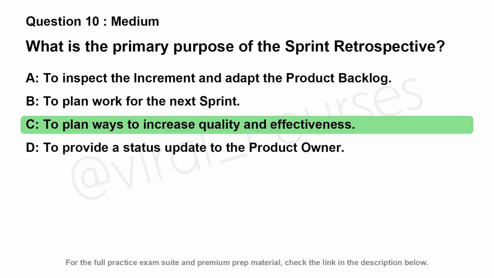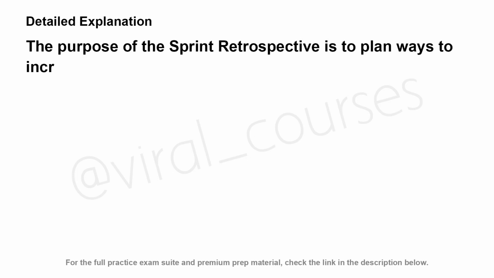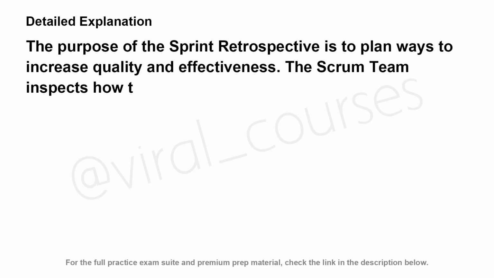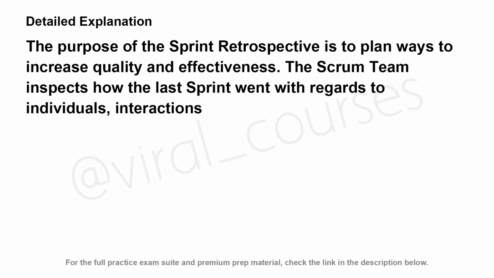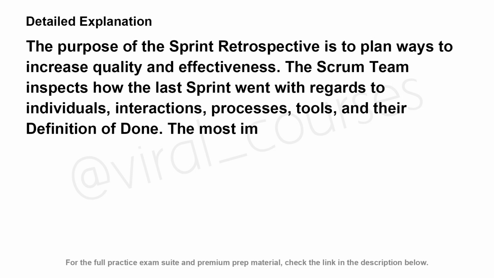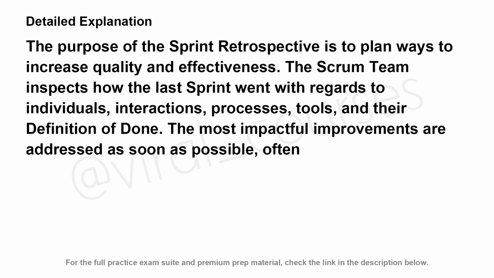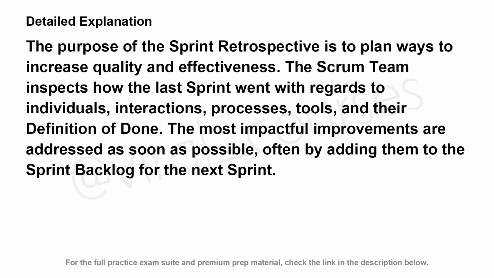The correct answer is C. The purpose of the sprint retrospective is to plan ways to increase quality and effectiveness. The Scrum team inspects how the last sprint went with regards to individuals, interactions, processes, tools, and their definition of done. The most impactful improvements are addressed as soon as possible, often by adding them to the sprint backlog for the next sprint.